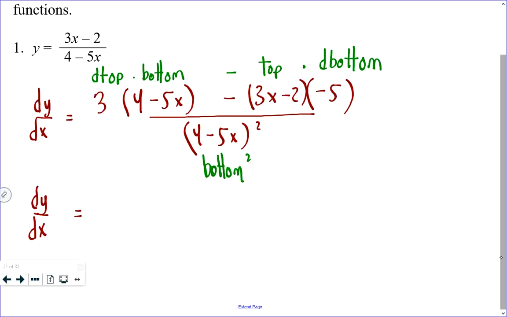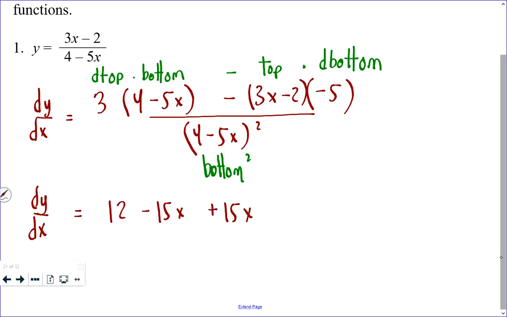So I expand this out, I get 12 minus 15x minus negative 5 times 3x is negative 15x, and I'm subtracting it, so it's 15x. This bit of business of the negative 15x plus 15x happens almost all of the time. Well, it will happen all of the time when you're looking at this type of quotient. Linear over linear. It's going to happen. You can sort out for yourself why it's going to happen.